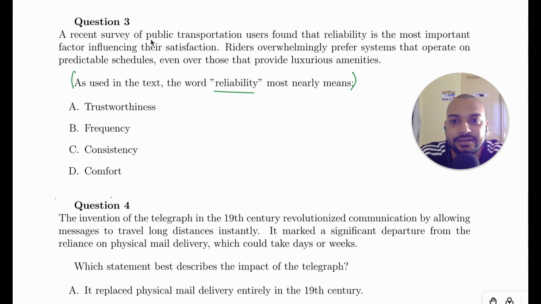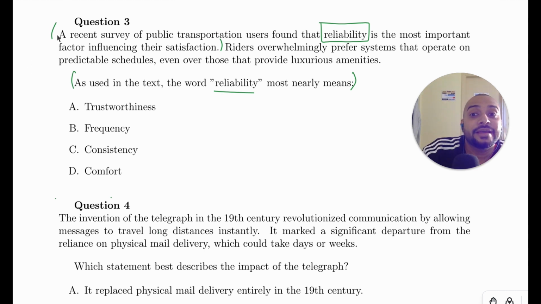Like its exact location. So, a recent survey of public transportation users found that reliability, this is where the word is located. Okay. Now, what's the strategy? To read around this word, the idea preceding and the idea succeeding this word. So I think mostly we could get the idea from the first line itself. A recent survey of public transportation users found that reliability is the most important factor influencing their satisfaction. Okay. Riders overwhelmingly prefer systems that operate on predictable schedules, even over those that provide luxurious amenities.